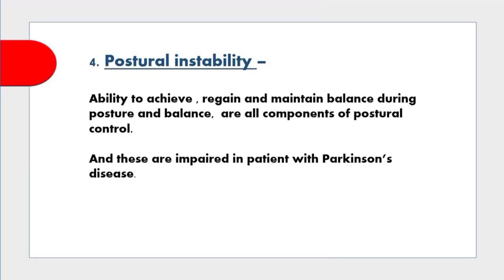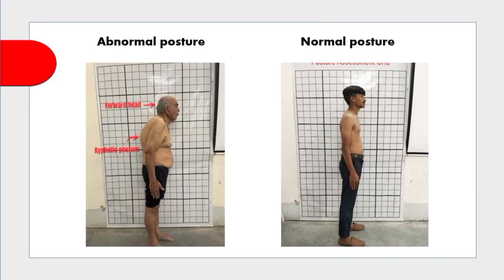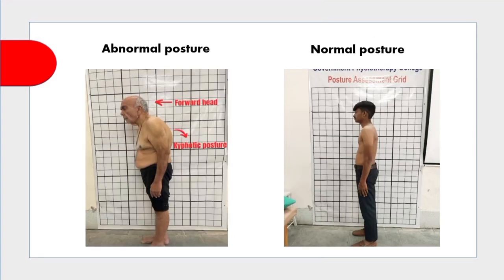Now we will discuss postural instability. The ability to achieve, regain and maintain balance during posture and balance are all components of postural control, and these are impaired in patients with Parkinson's disease. In this image, a comparison of the posture of a Parkinson patient is made with a normal person, and it can be identified in both lateral views that the patient with Parkinson's has a kyphotic posture and forward head.